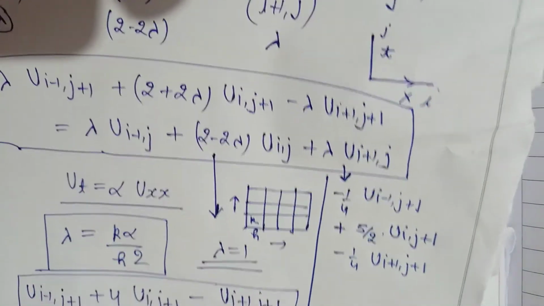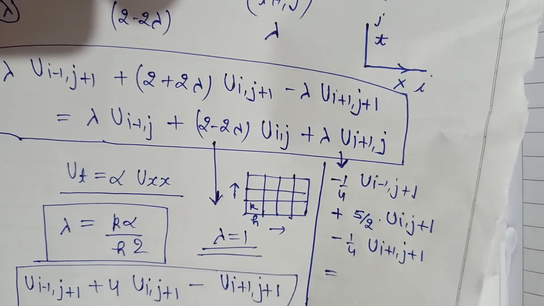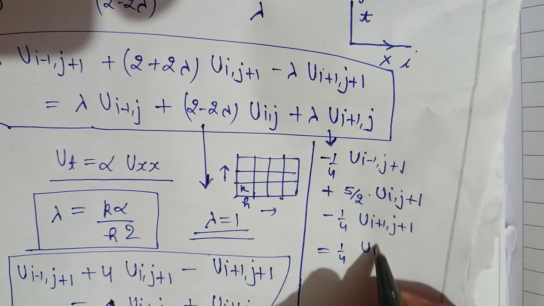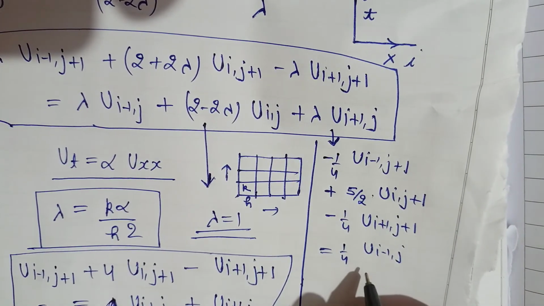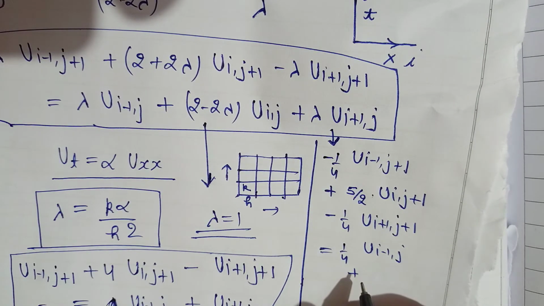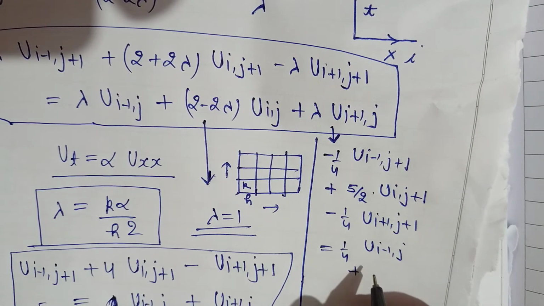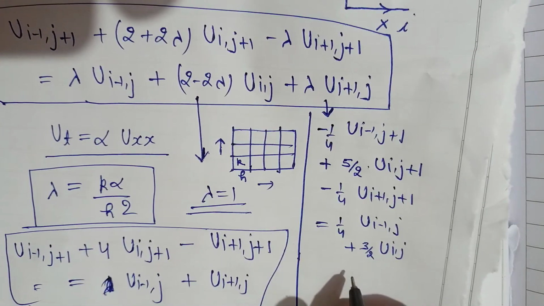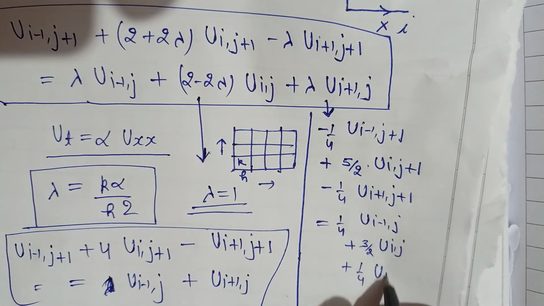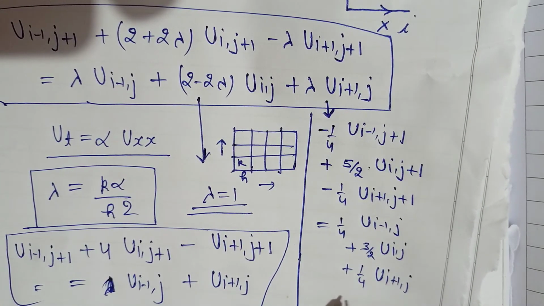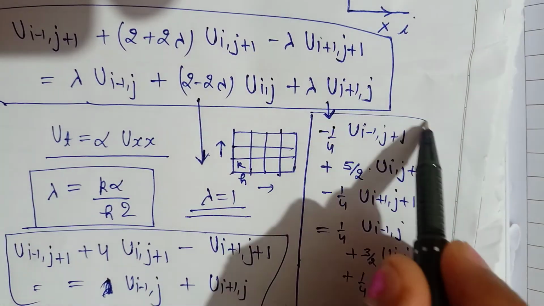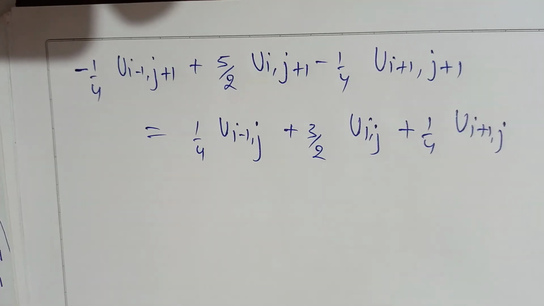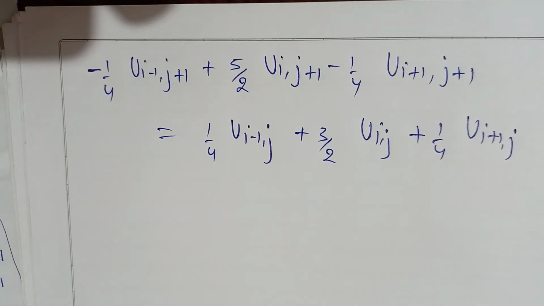This is equal to, with lambda again 1 by 4, 1 by 4 u(i minus 1, j) plus (2 minus 2 into 1 by 4), so we get 3 by 2 u(i, j), plus 1 by 4 u(i plus 1, j). So this is the formula we get for this particular problem, lambda equal to 1 by 4. Now let us try to write.